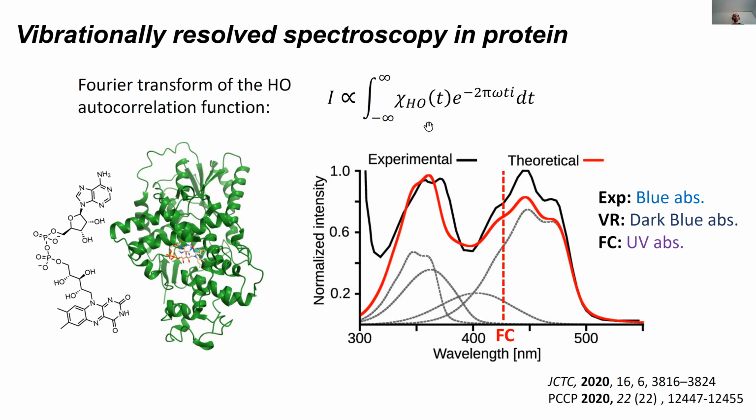So what we did is to construct the Hessian and then construct the autocorrelation function for the harmonic oscillator and do the Fourier transform. And that allows us to compute the vibrational resolution of each of the electronic peaks. And so you can see the black line is the experiment, and the red line is the vibrationally resolved spectrum in proteins. So you have a beautiful comparison of all the peaks with experiments.